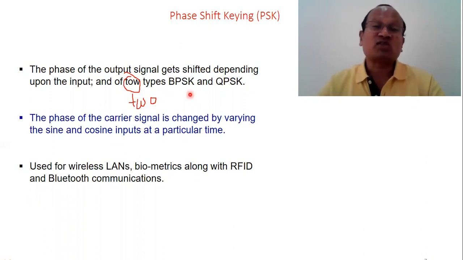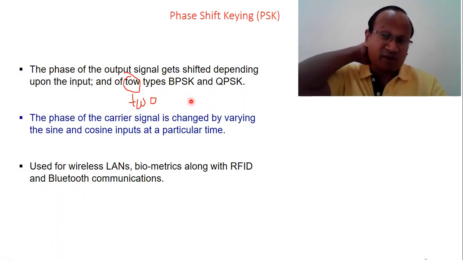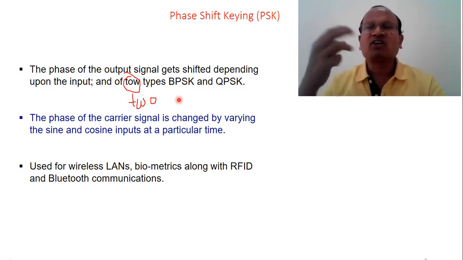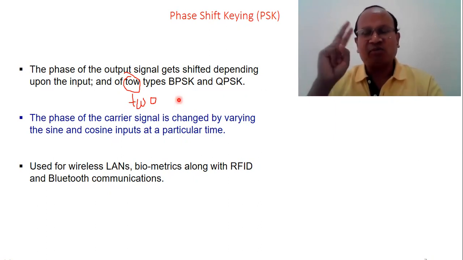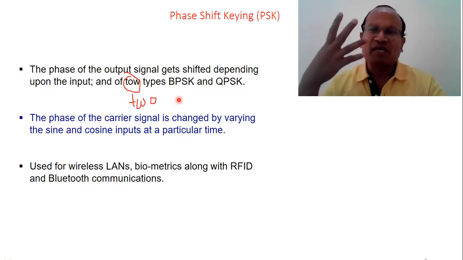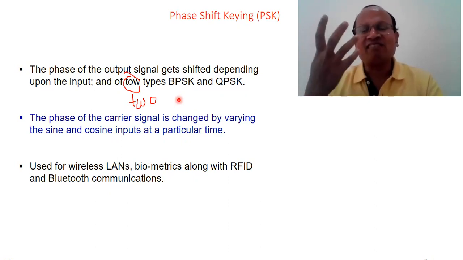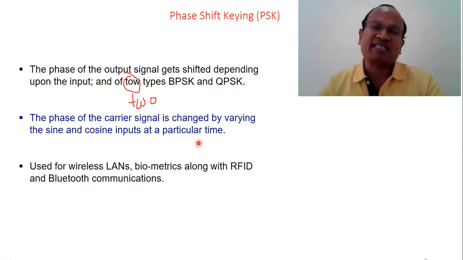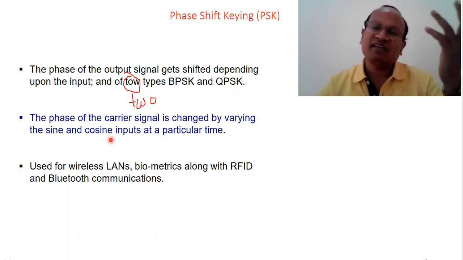Okay, so it has two types, BPSK and QPSK. B stands for binary, Q stands for quadrature. Binary means 2, quadrature means 4. So we will understand. In binary, there will be 2 levels of change. In QPSK, there will be 4 levels of change, meaning 4 levels of change in phase value. All right. So the phase of the carrier signal is changed. The phase of the carrier signal changes in accordance with the input.